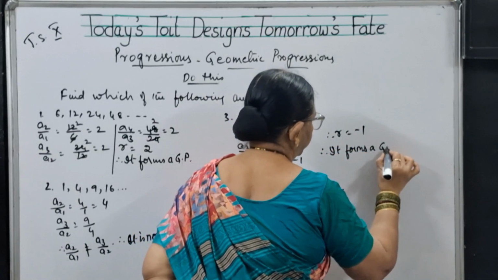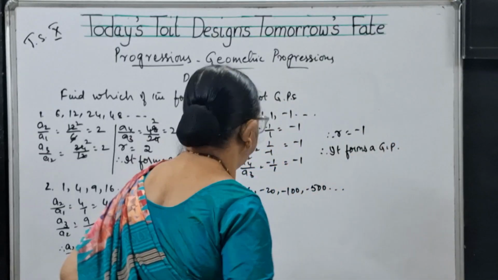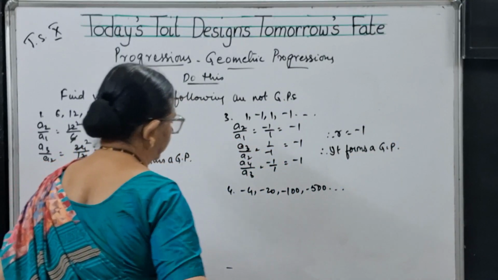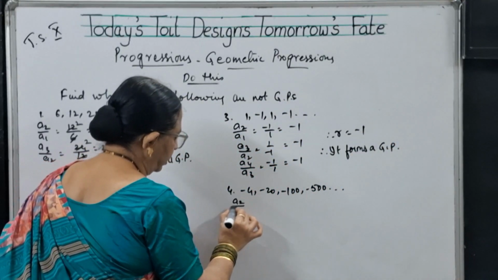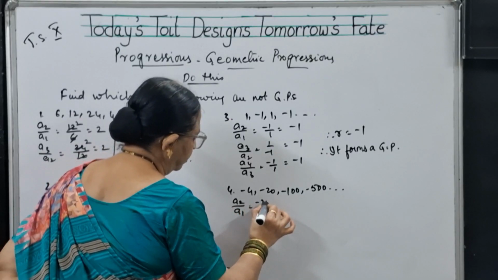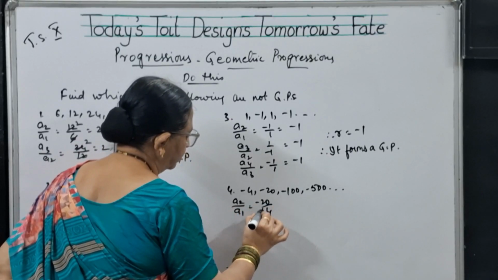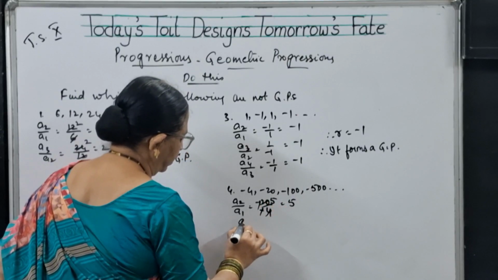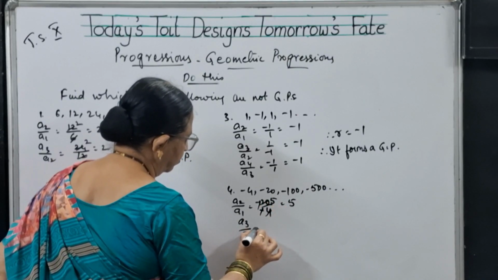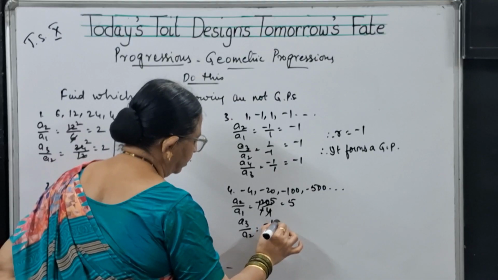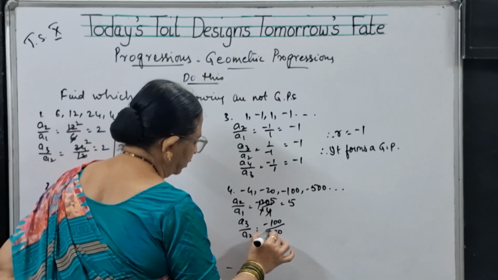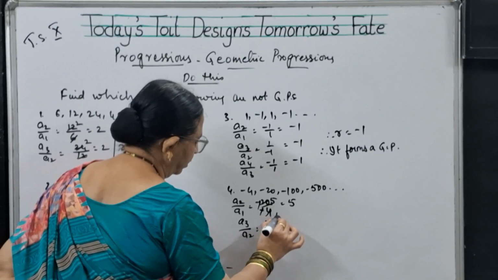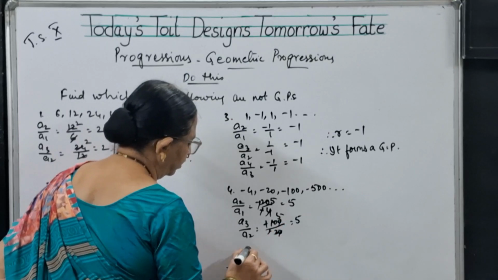It forms a GP. Next, the fourth one: A2 by A1 is minus 20 by minus 4, which is 5. And A3 by A2 is minus 100 by minus 20. These two will get cancelled. Again, you are getting 5.